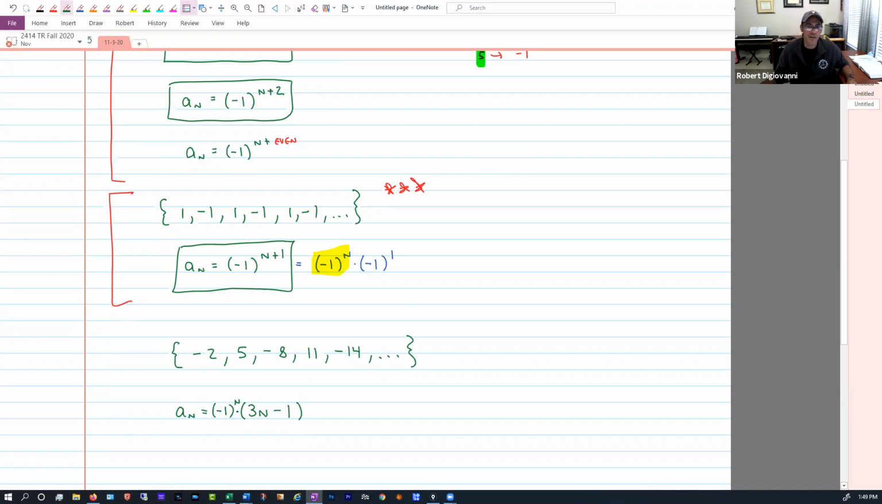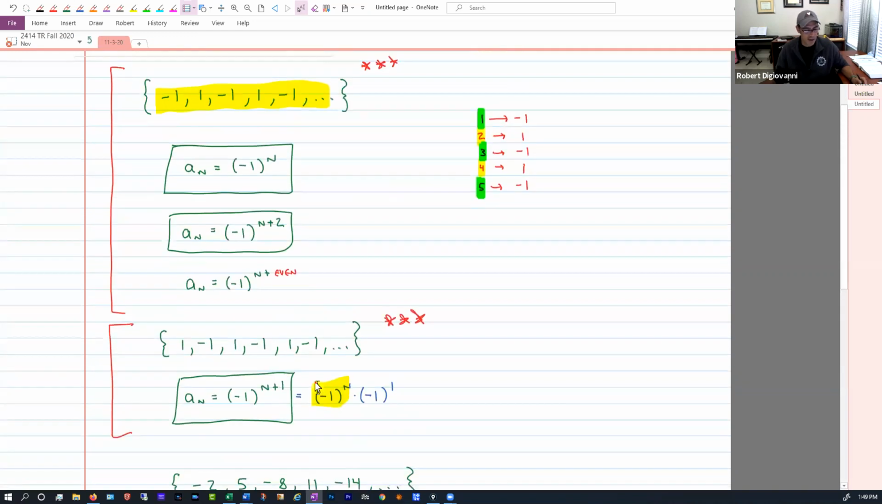Do y'all see what I just did, or what Yuri and I did? We created the alternating signs. This right here took care of the alternating signs, and this right here took care of the numbers, and we multiply them together, right? Does that make sense, everyone?